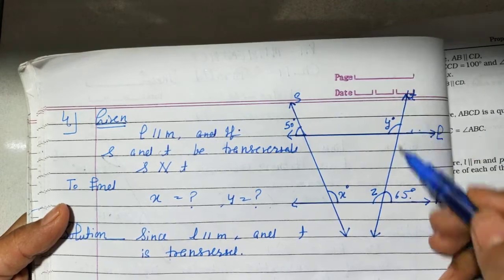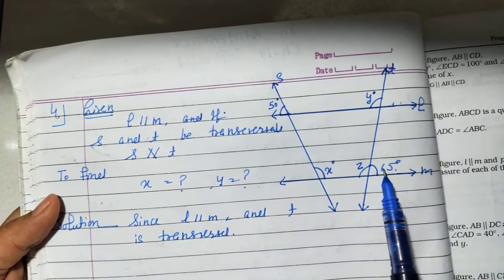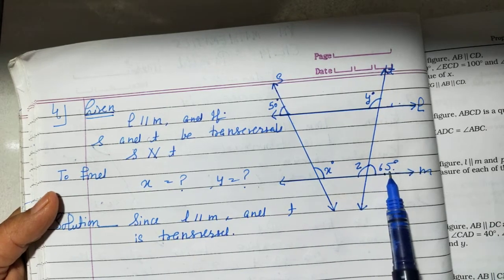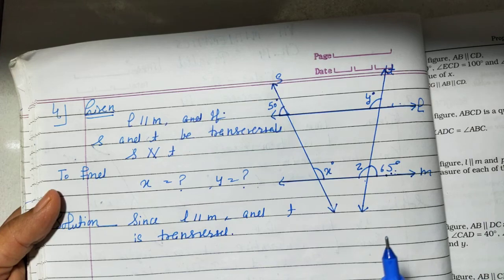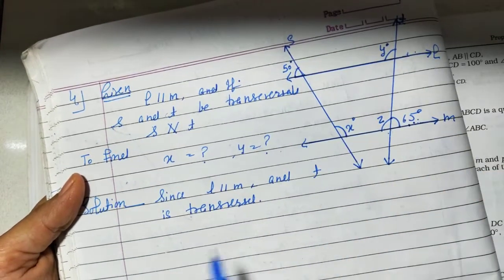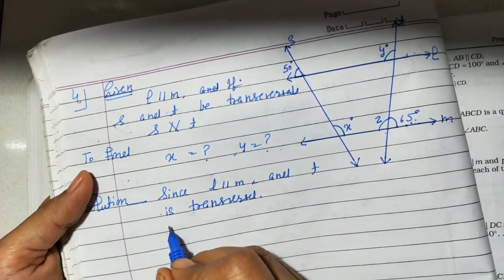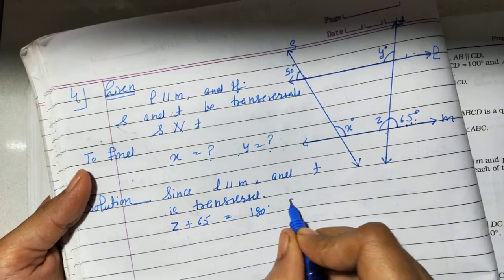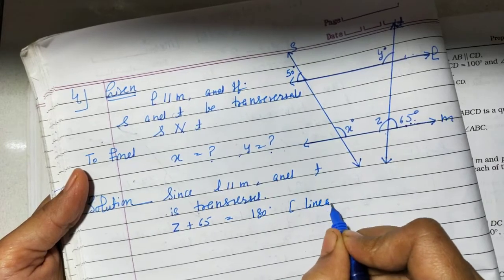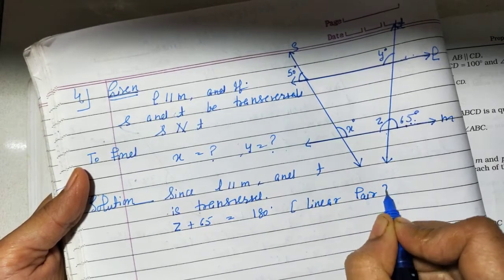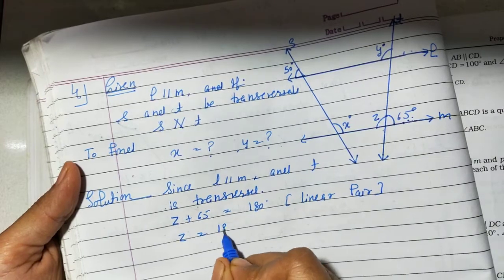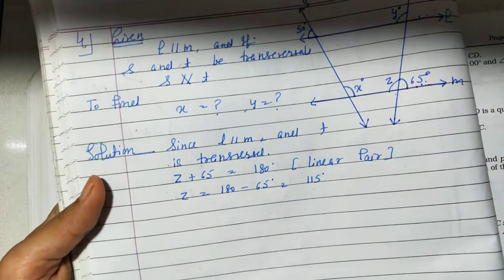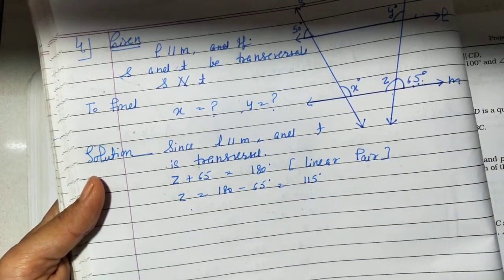Now L is parallel to M, T is a transversal. Then first, Z plus 65 is equal to 180. This is formed by a linear pair only. Right now we are not using the parallel lines. Z plus 65 is equal to 180. This is from the linear pair. Then Z will be 180 minus 65. There are a variety of solutions to this question. Okay, Z is equal to 115.